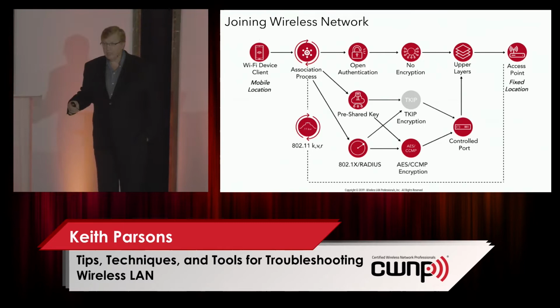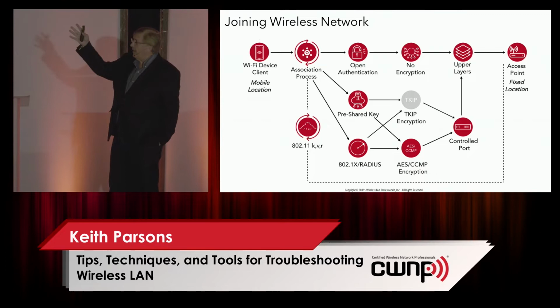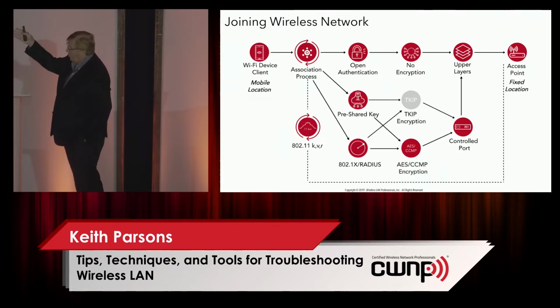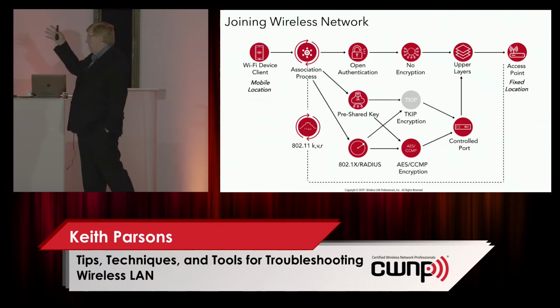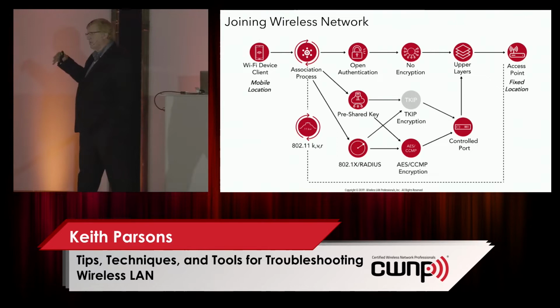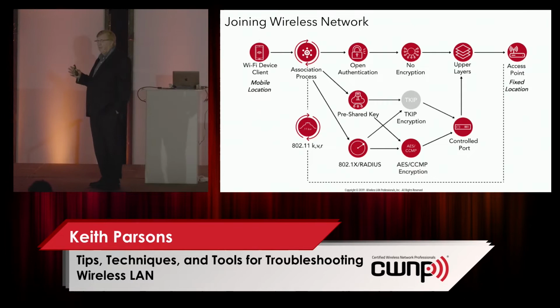So from the association little bubble, if we pass it, we then go to the authentication line: open, pre-shared key, or RADIUS. And if we pass that, we go to the encryption column: TKIP or AES. You see that TKIP is deprecated. It still works, but you shouldn't be using it. And then we hit a control port, and the control port works. We get upper layers: DNS, DHCP, all those issues. And then we finally get to talk to the AP.